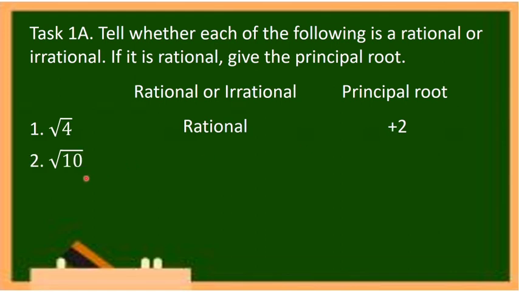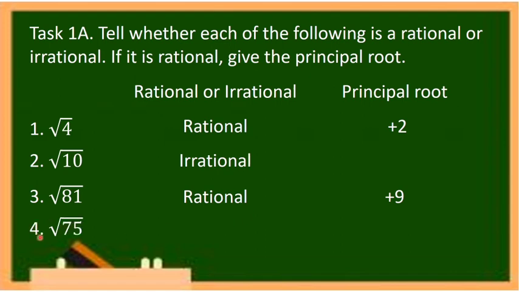Now we have the square root of 10. So it is an irrational number because there's no such number that when you multiply it by itself, it will give a product of 10. Now let's have the square root of 81. So this is a rational number. Why? Because the principal root is positive 9. When you multiply positive 9 by itself, it will give a product of 81. So 9 times 9, or positive 9 times positive 9, is equal to 81.